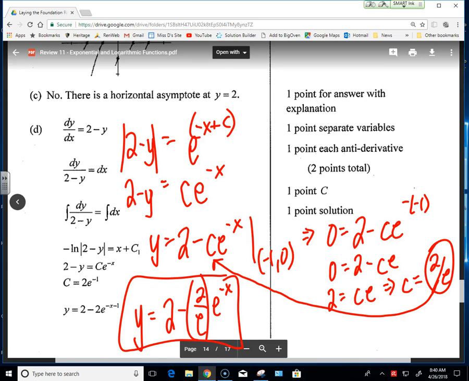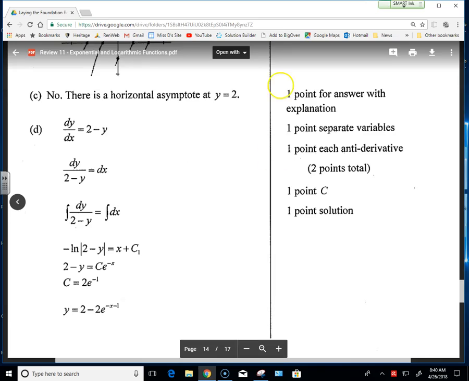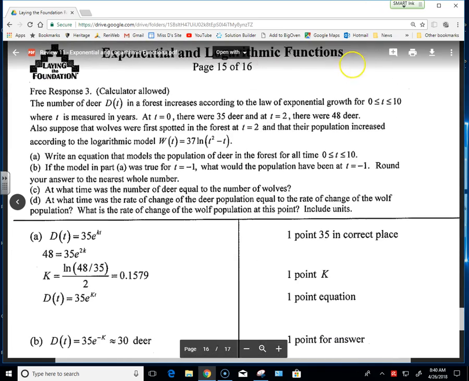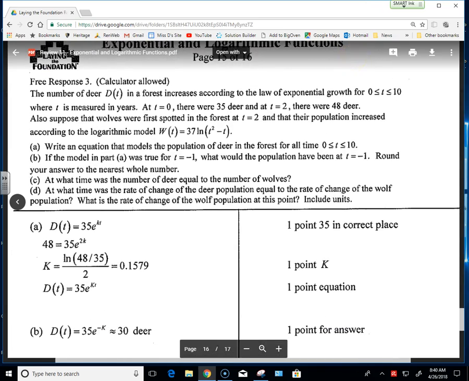That was FRQ number 1, or the first one that you guys had in the packet. Then FRQ number 3. The second one was fun? Yeah. It's deer and wolves. Deer and wolves. Ooh, that's exciting. 2 isn't even, but if you guys want to ask me about it later, that's totally fine.